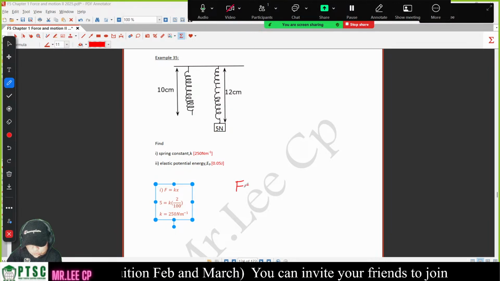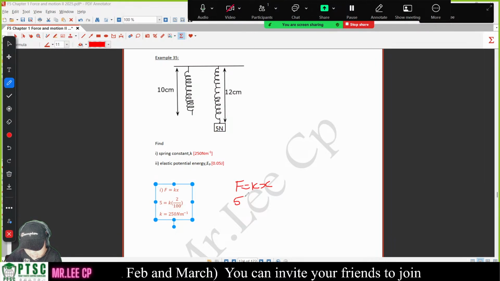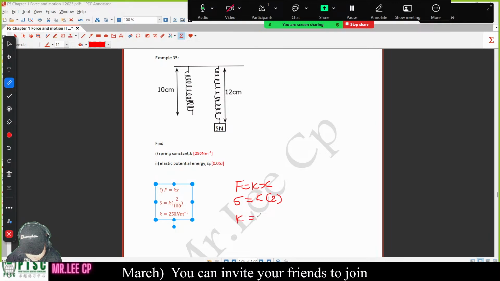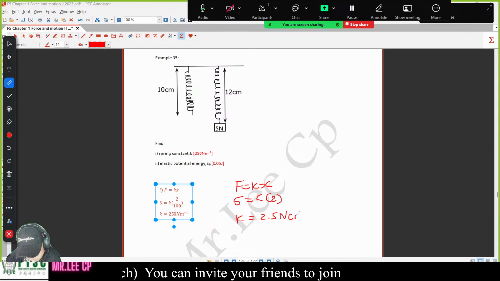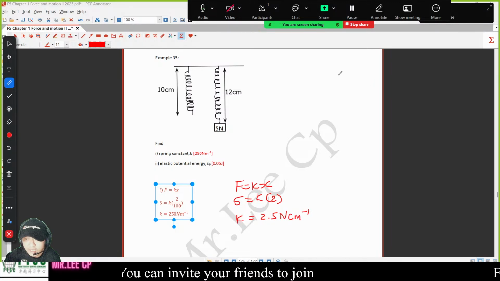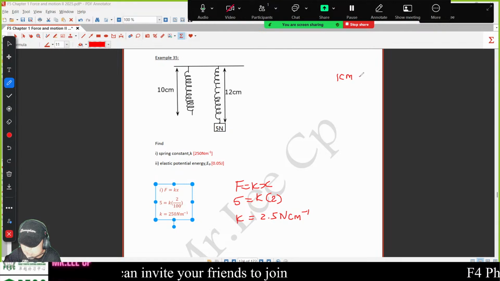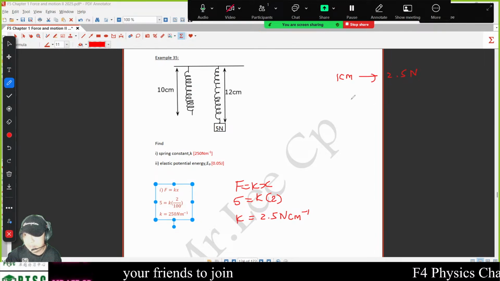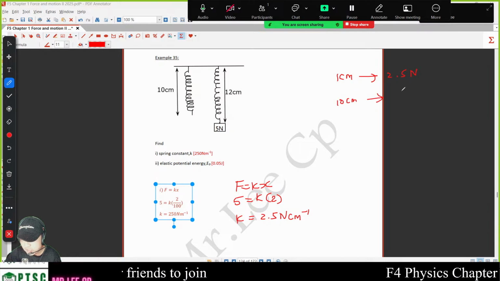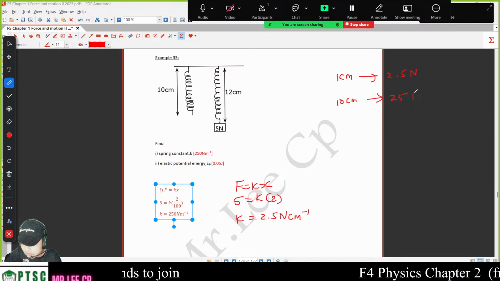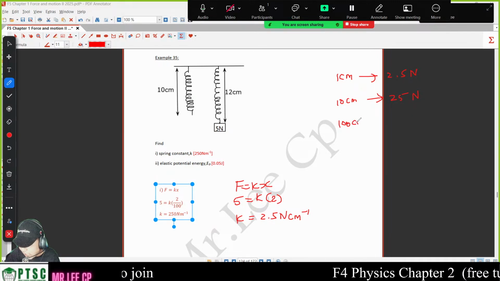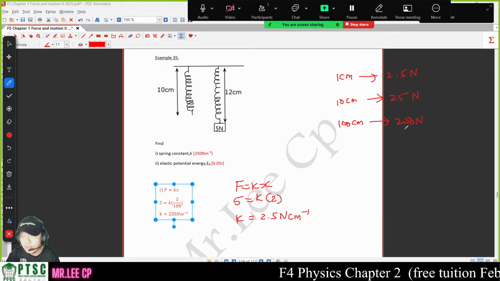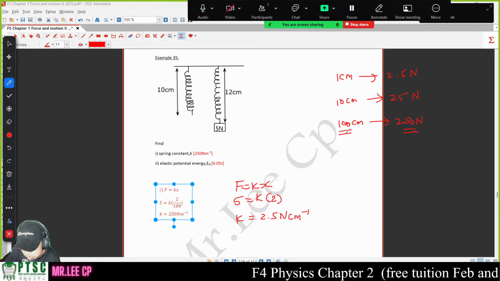I redo. F is Kx. F is 5. K I don't know. X is 2 cm. So 5 divided by 2, K is equal to 2.5 Newton per cm. Meaning that 1 cm is caused by 2.5 Newton, right? 2.5 Newton per cm. 10 cm is caused by, you move 1 decimal, 25 Newton. 100 cm is caused by 250 Newton. Right? 250 Newton will cause you to extend 100 cm.